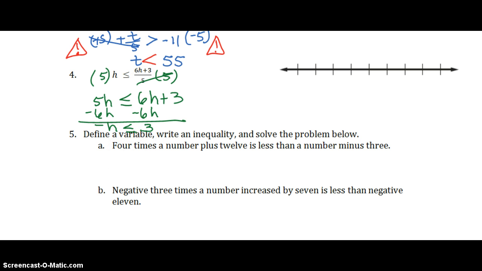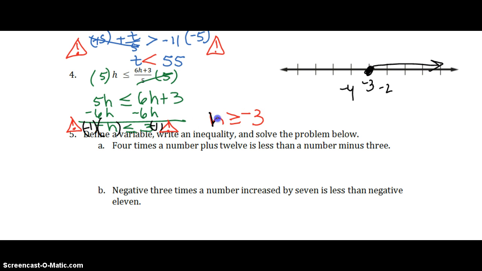I don't want negative h, I want positive h. So what do I do? I multiply by negative 1, and positive h is greater than or equal to a negative 3, because I'm multiplying by negative 1 to get my h positive. I didn't write that down, so let me try to get that going. Negative 1, multiplying. Now, at negative 3, negative 4, negative 2, it's a closed dot because it is equal to, and this time h is greater than, so the arrow's going to the right.